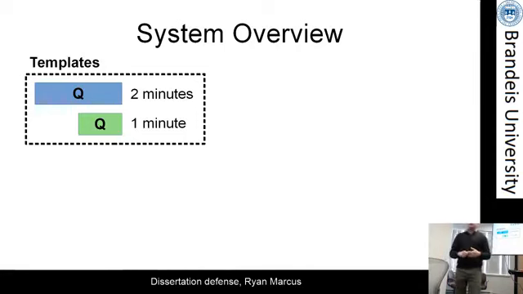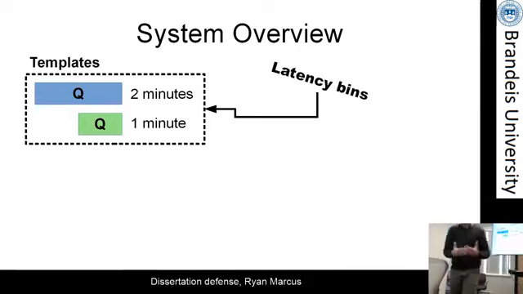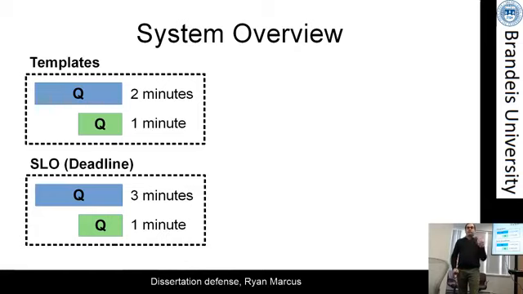So WiseDB assumes that it gets 2 particular inputs. The first input it gets is a set of query templates, and you can think about these as latency bins. So the user might say, okay, I have some queries that take 2 minutes and I have some queries that take 1 minute. Then the user provides an SLO, or a service level objective. This is their performance goal. So they might say, I want my blue queries to finish within 3 minutes, and I want my green queries to finish within 1 minute.